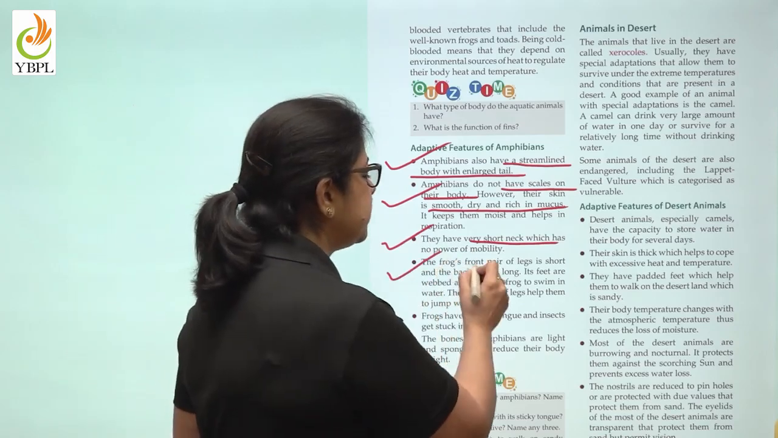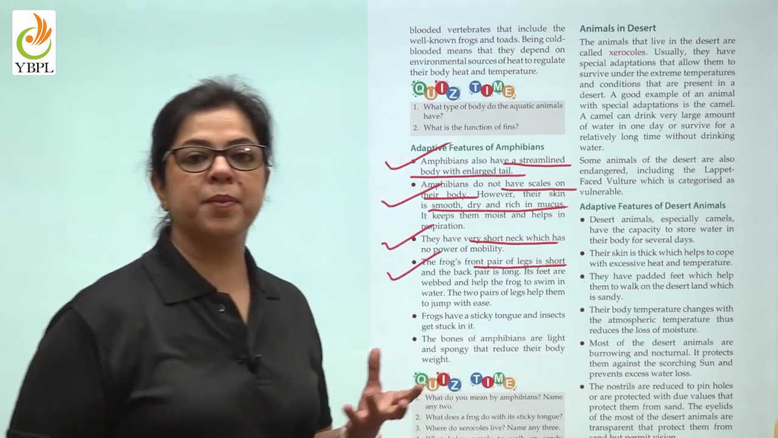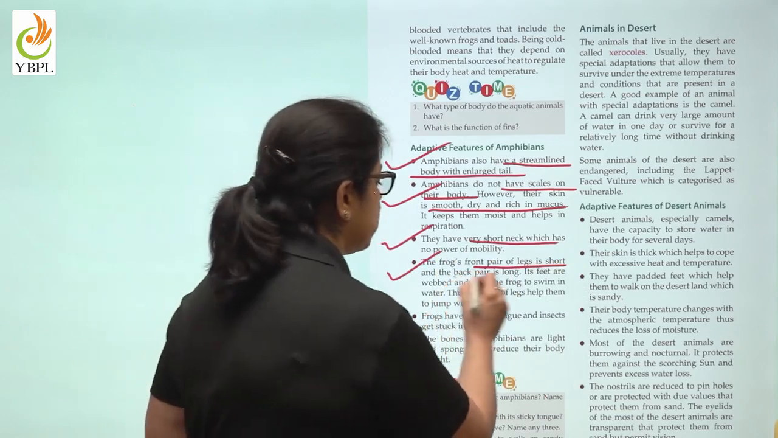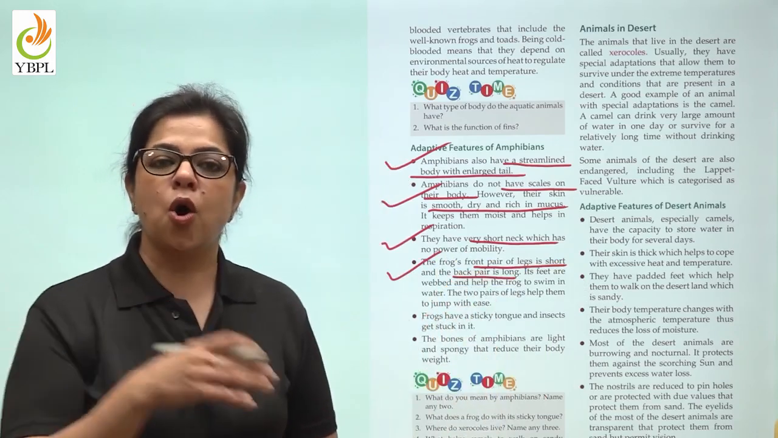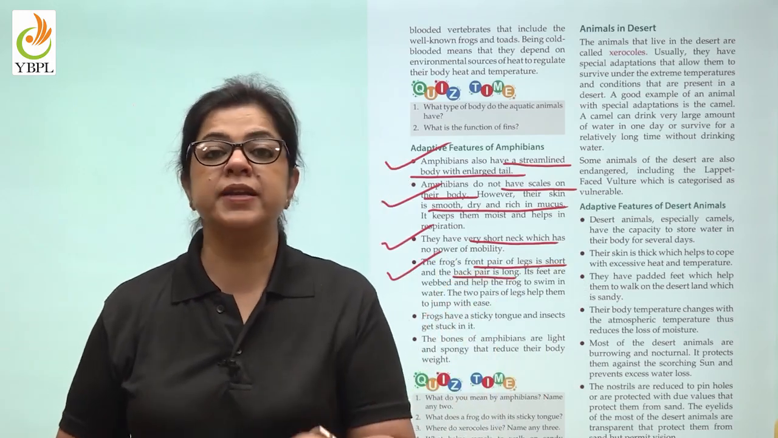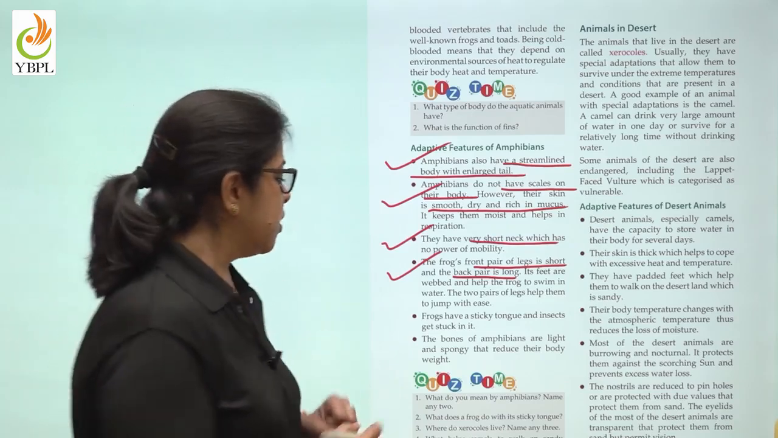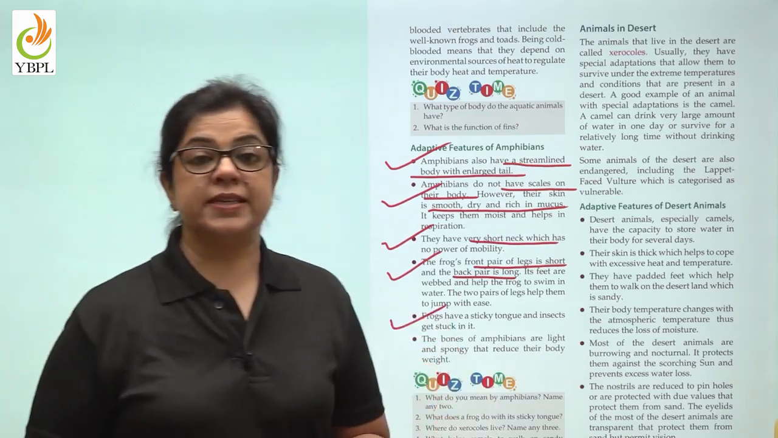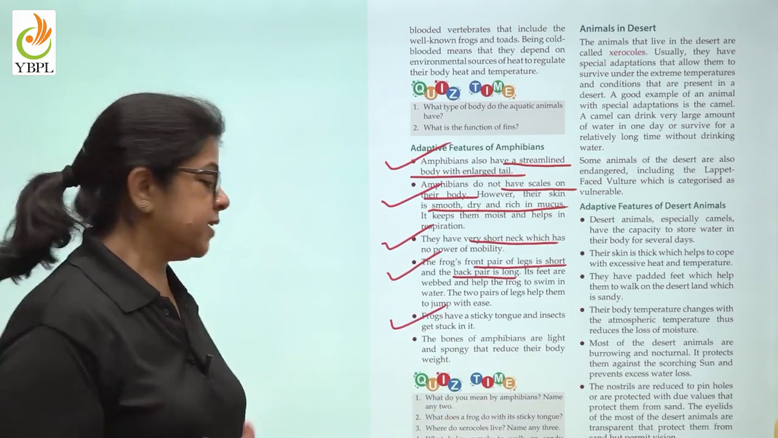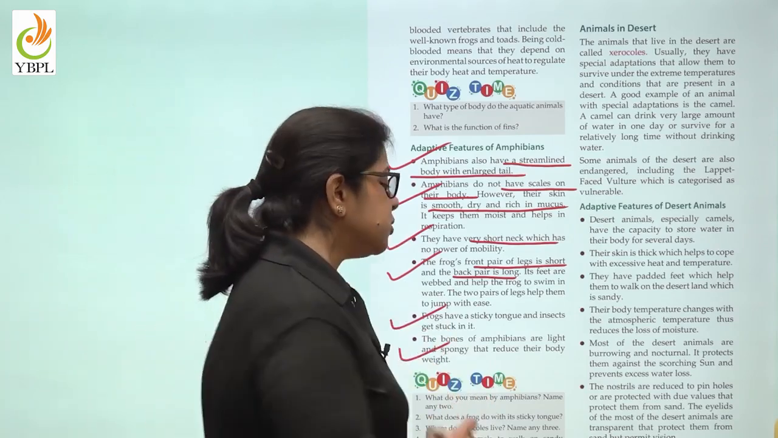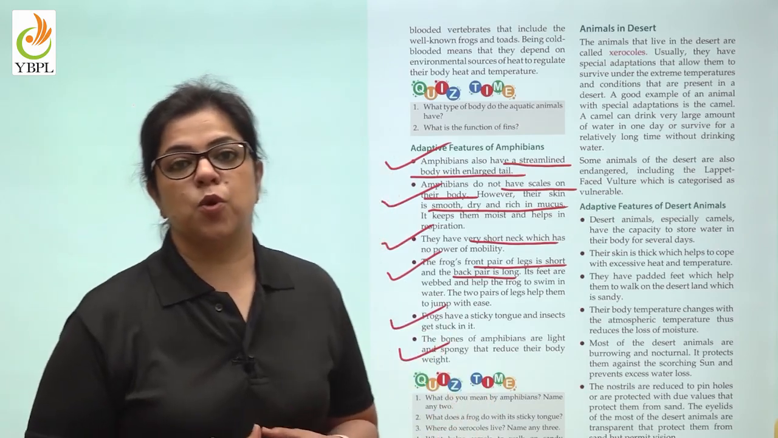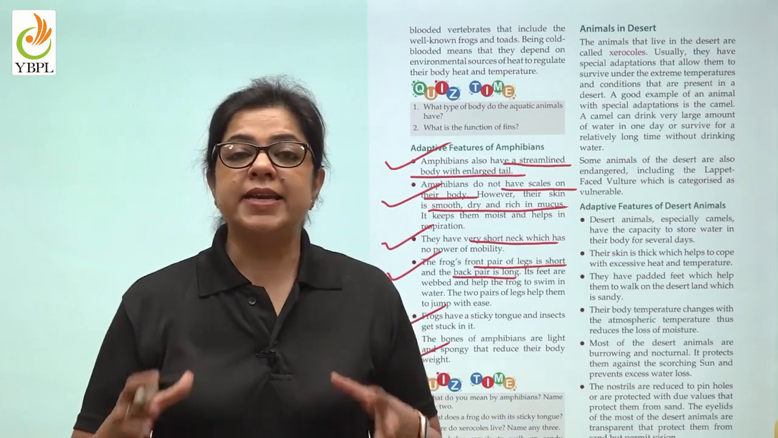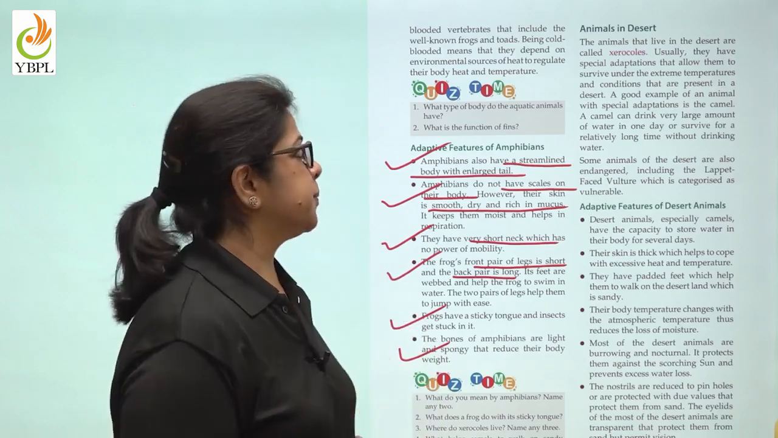The frog's front pair of legs is short, the back pair of legs is long. This helps it to hop on land and the webbed feet help it to swim under water. They have a sticky tongue that can catch insects from afar. The bones of amphibians are also light and spongy so that they can easily swim in water.